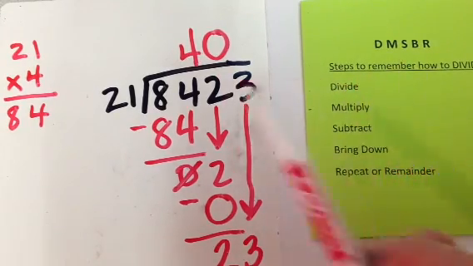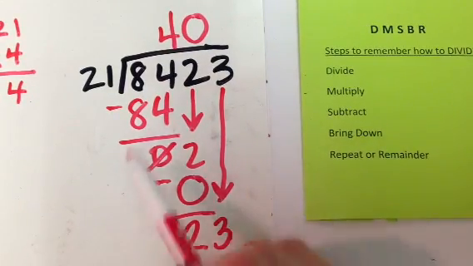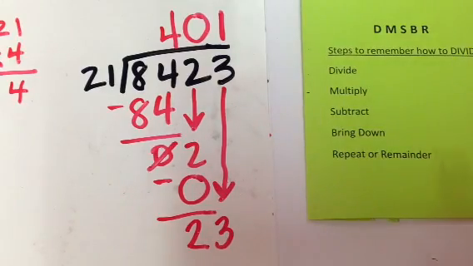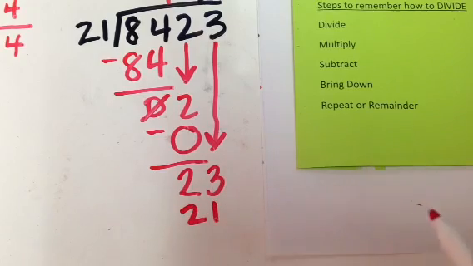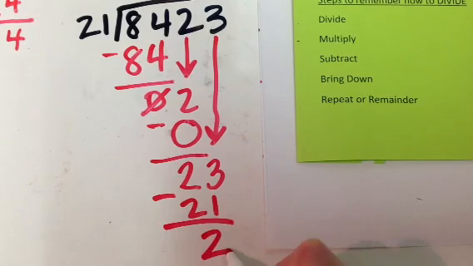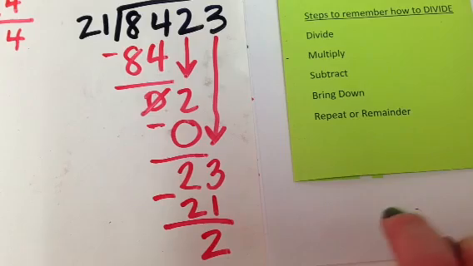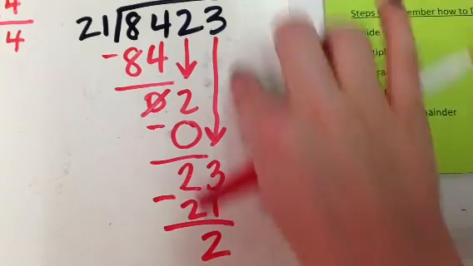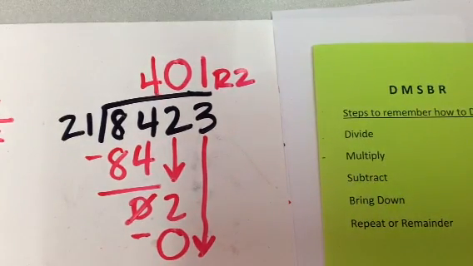So I'm going to start back up here. Can 21 divide into 23? Yes, it can. And I think it's only going to go 1 time, right? Now I'm going to multiply. 21 times 1 is 21. And now I will subtract. 23 minus 21 is 2. I have nothing to bring down, so I can't repeat. So this 2 is going to be my remainder. So I'm going to come up here and write it right there as remainder 2. So my answer is 401 remainder 2. Let's practice this in class.